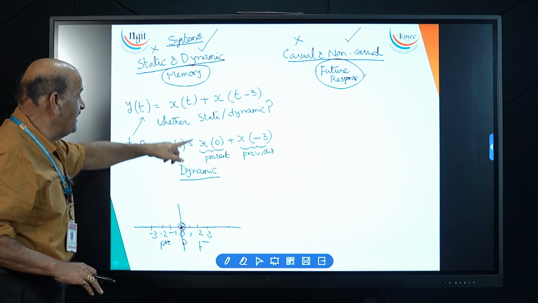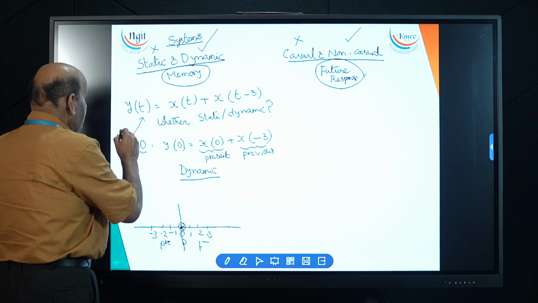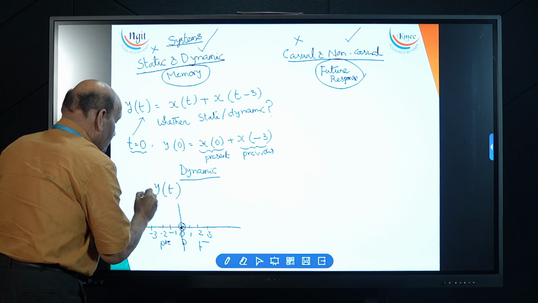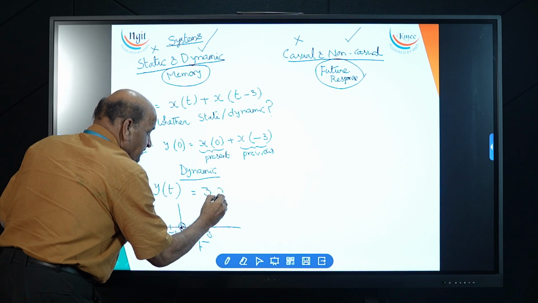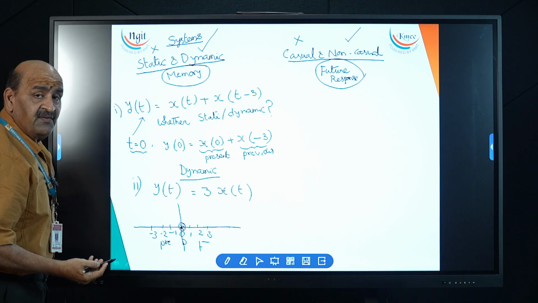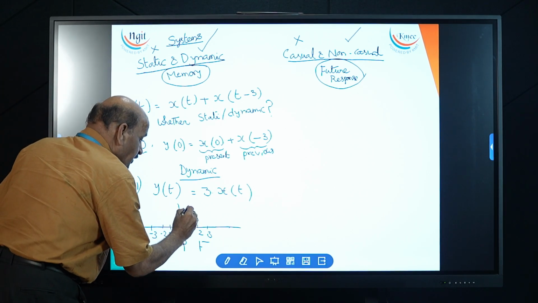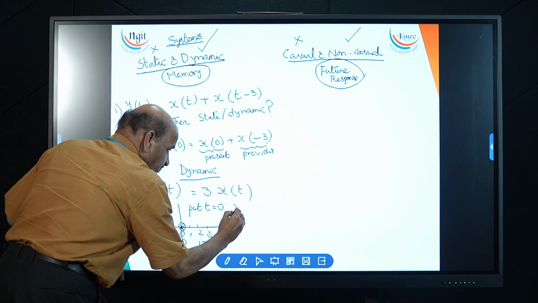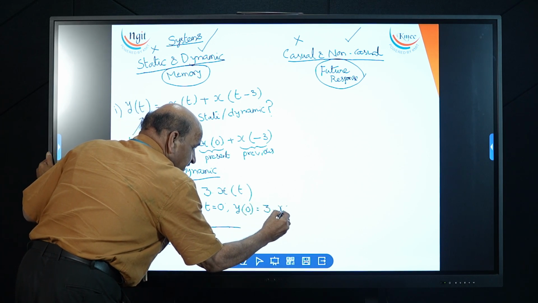So dynamic means what? Present and previous responses. Now just look at, you can make it another example. For example, y of t is equal to 3 times x of t. Verify whether the given system is static or dynamic. Then what do you put? Put t equal to 0. Then what happens? y of 0 is equal to 3 times x of 0.